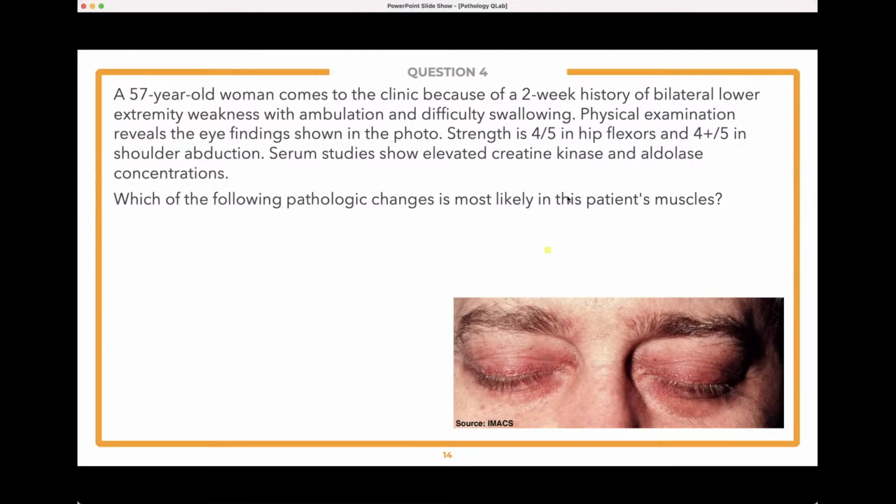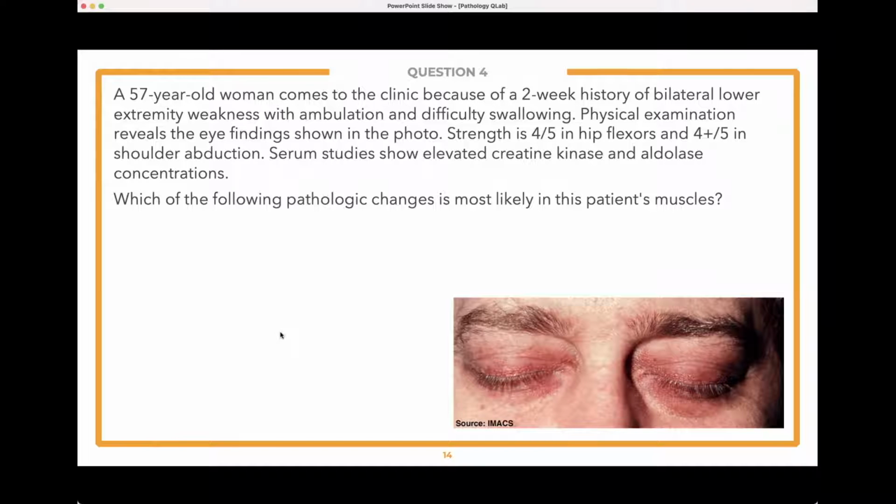So again, what we're going to do is we're going to start with the lead in. Sorry, I had that little yellow dot there on the screen. So again, we're going to start with that lead in. Which of the following pathologic changes is most likely in this patient's muscles? So again, you can see the image there. Think about what kind of information you need to be analyzing as we read the vignette.